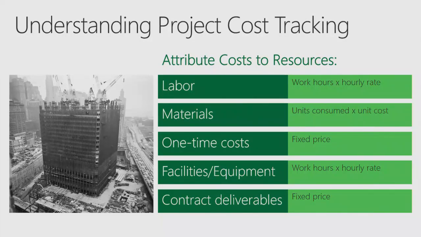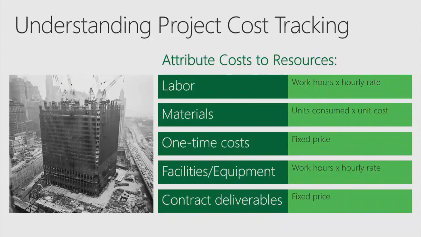You lay out all the different materials, and for each type of material, you put in a per unit rate and how many units of those materials you're consuming, and again, Project does the math for you. Super easy. One-time costs and contract deliverables, things like that, are fixed price.